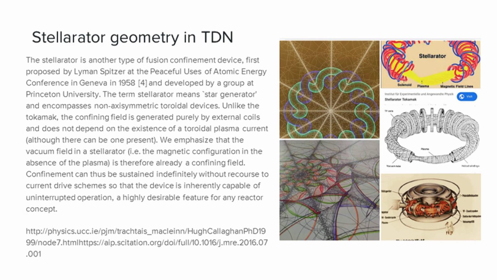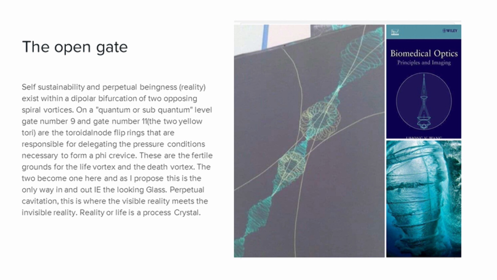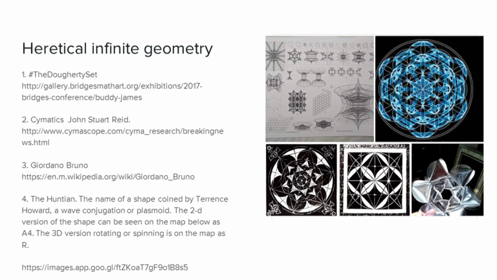Open gate. There are open gates and ways to get inside the filaments and through, in and out. Like the form constants of seeing it, and when you're dying, going into the tunnel. Heuristic infinite geometry. Giordano Bruno was working with this geometry and was killed for it back in the day. He was burned at the stake for saying that the universe is infinite.